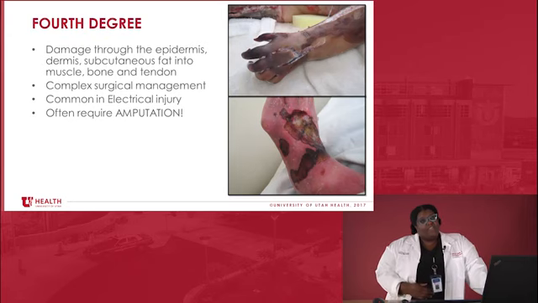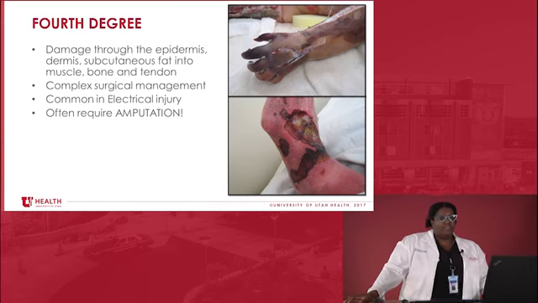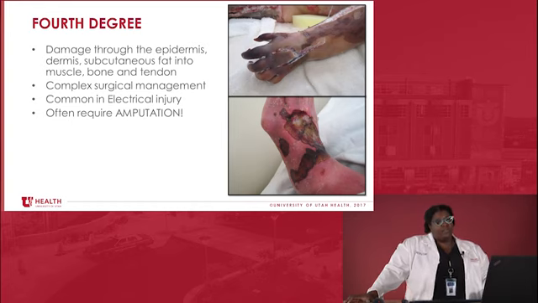Fourth degree, fifth degree, you guys don't see that very much, but in an electrical injury, you will see that. Or in patients who've had such prolonged exposure to being on fire or to the heat source will have these injuries. And so these are really complex surgical management wounds and injuries. This is most common, like I said, in electrical injuries, and they often require amputation. And so they're really sad stories. They can also be pretty good stories when you see people who survive them.